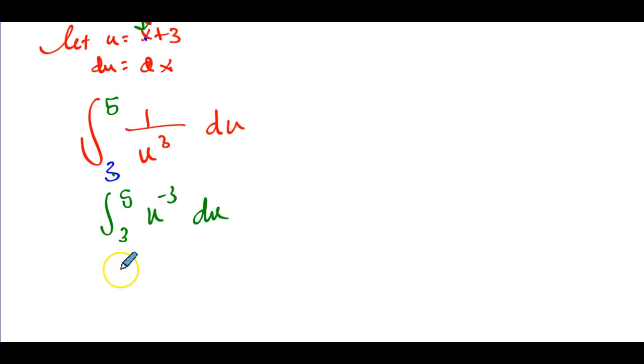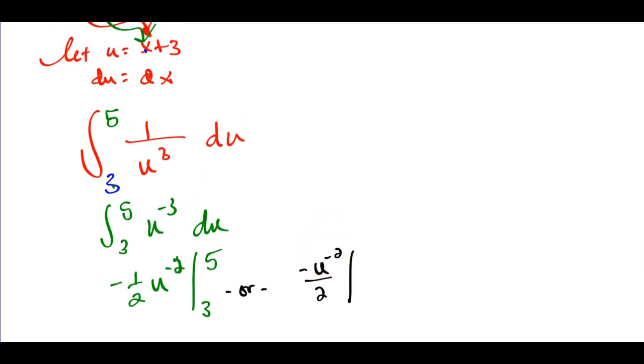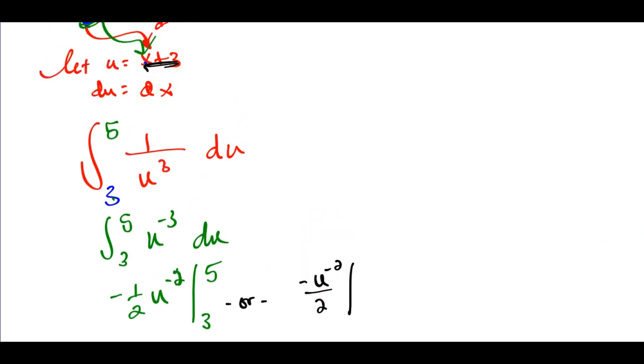So what is this? Negative 1/2 u to the negative second, because you're going to increase negative 3 to a negative 2, and then evaluate it from 3 to 5. Now, again, if you wanted to, I wouldn't recommend it, but you could do negative u divided by 2, and then still replace that u with that u sub, which was that x plus 3, right?